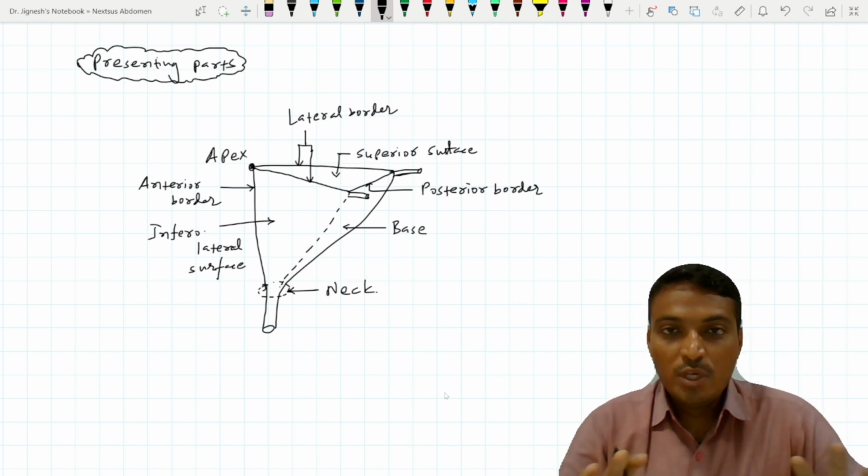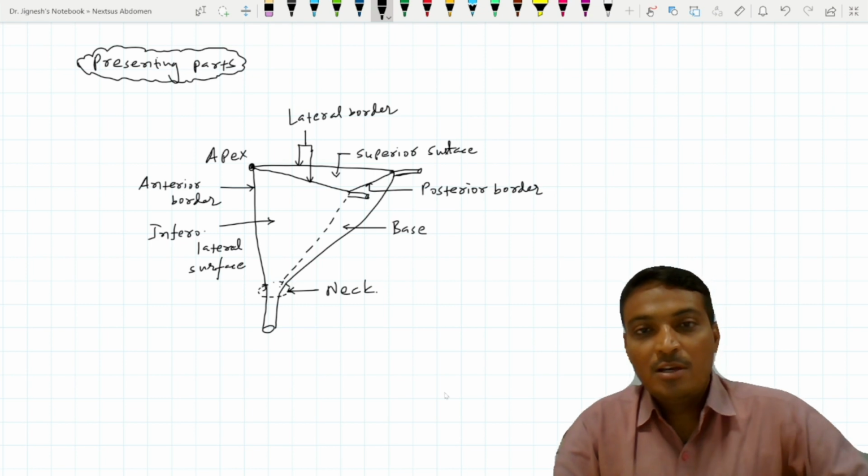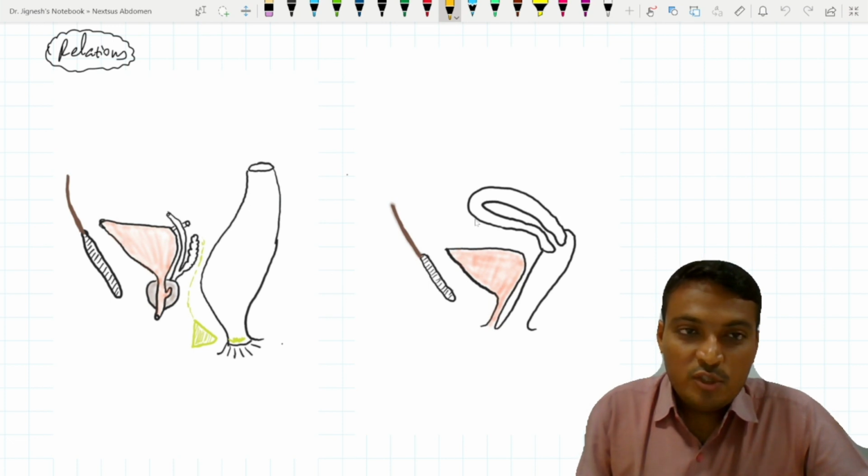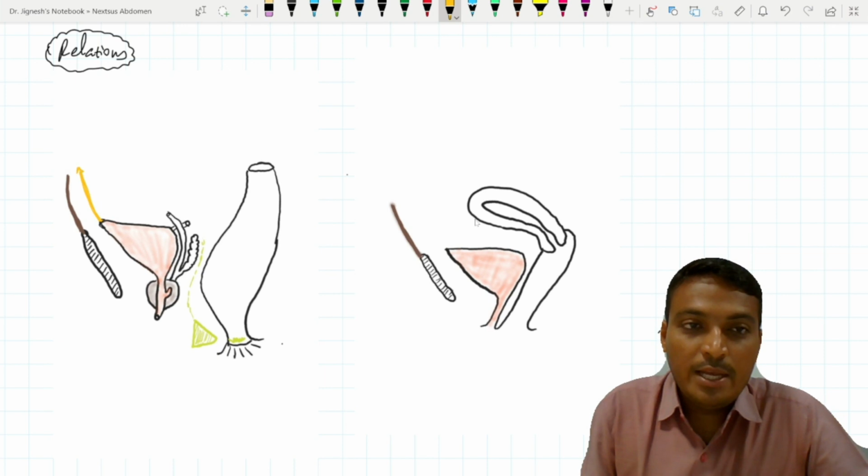Now let's move on to the relations of the urinary bladder. When we see the relations of the urinary bladder, the apex has the attachment of one ligament, the median umbilical ligament, which represents the remnant of the urachus and reaches up to the umbilicus.